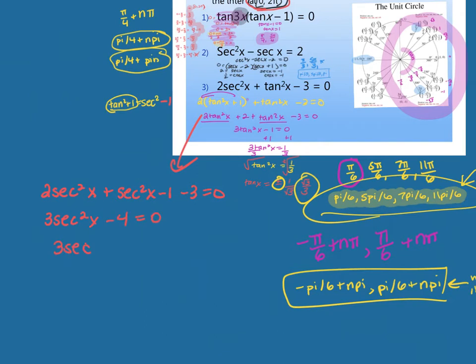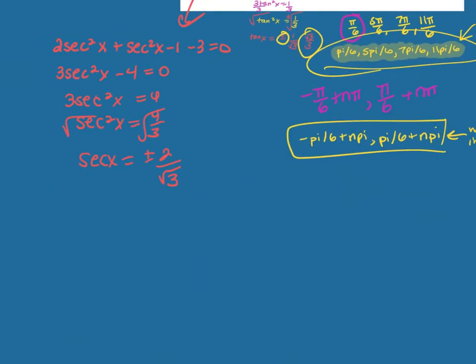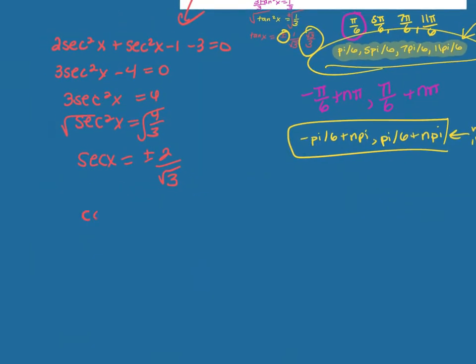3 secant squared x equals 4. Secant squared x equals 4/3. Square root both sides. Secant of x equals plus and minus the square root of 4, which is 2, over the square root of 3. Don't rationalize it yet because it's a reciprocal function. Flip it, so it's cosine of x equals plus and minus square root 3 over 2. So with the interval, my whole unit circle gets counted, and it's cosine, so it's every pi over 6. So the answer is the same.